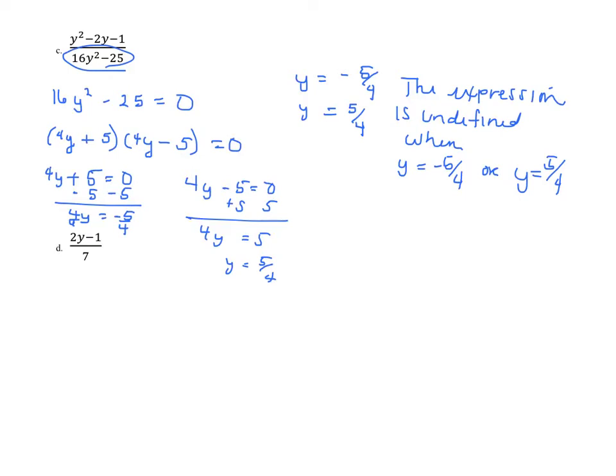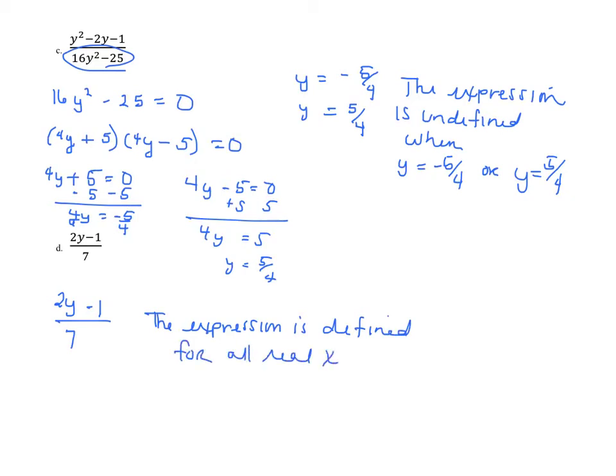Now let's take a look at d, you guys. 2y minus 1 over 7. The denominator is always 7, so the denominator is perfect. It's never 0. So we say the expression is defined for all real y in this case. Y, because this is a y, so we want to make sure that we don't mess up on that.